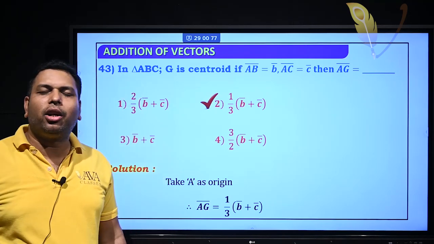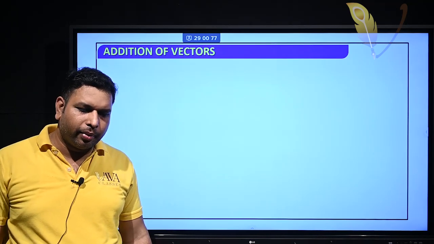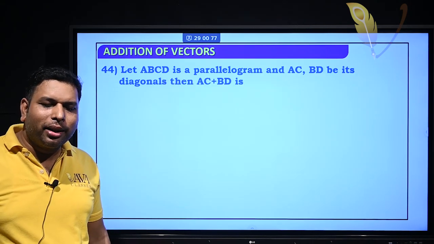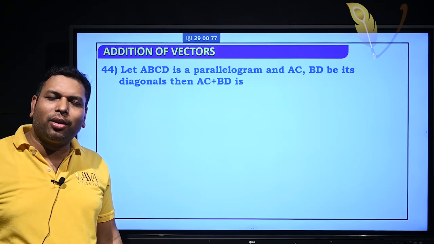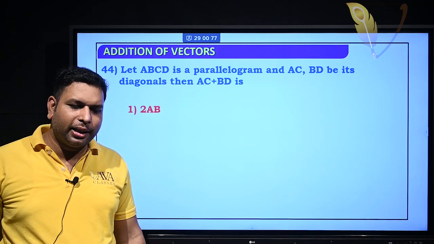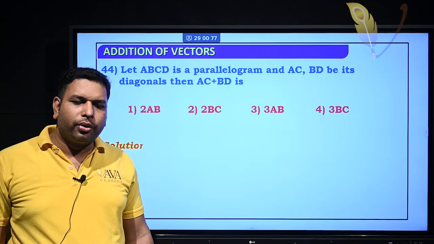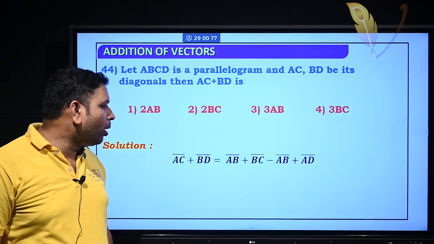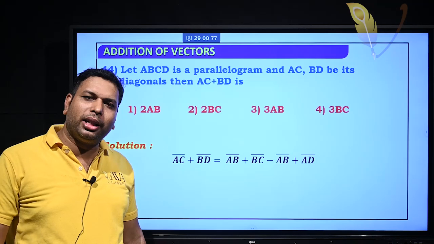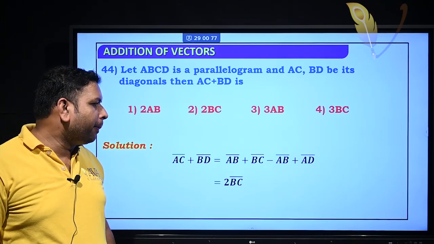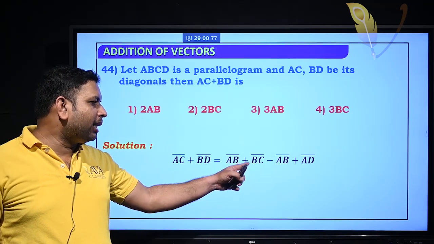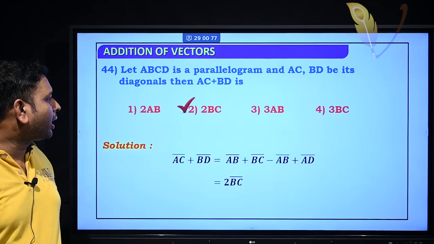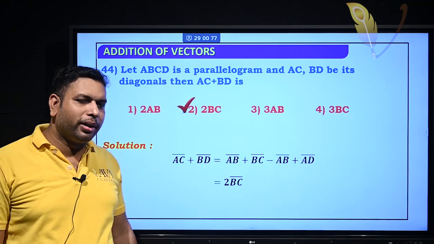So second option is the right option, students. Now 44. Let ABCD be a parallelogram and AC and BD be its diagonals. Then AC plus BD is... These are the options, students. Now AC plus BD equal to (AB plus BC) minus (AB plus AD). By simplification, AB cancels, it is BC plus AD. AD is BC, so it is 2 times BC. So second option is the right option, students.